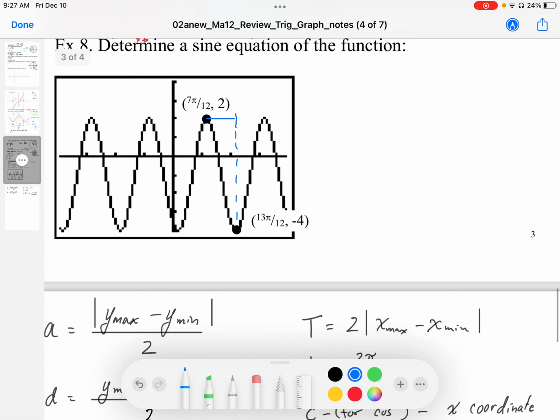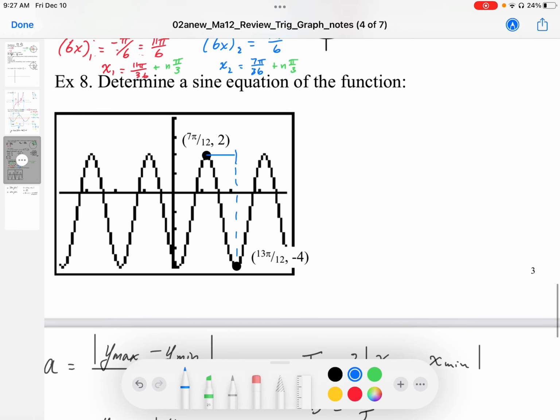And for this, cosine is usually going to be the easiest. So in this case, it says find a sine equation, but cosine would be the easiest. And we just take the x coordinate of the max, and that is our horizontal shift, because that's our start point. Okay, so let's go ahead and do this.